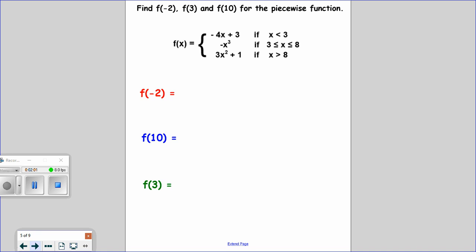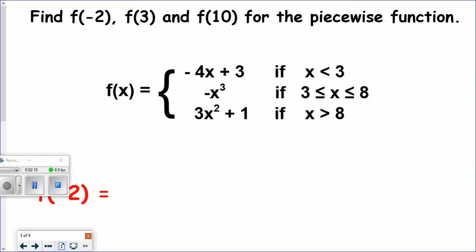So here's one example. It says find f of -2, f of 3, and f of 10 for the piecewise function. And then it gives us this, and I'm going to zoom in so you can see that a little bit better. Here's our function, f of x equals, and then it gives us three expressions. -4x plus 3 if x is less than 3. Negative x cubed if 3 is less than or equal to x is less than or equal to 8. And 3x squared plus 1 if x is greater than 8.